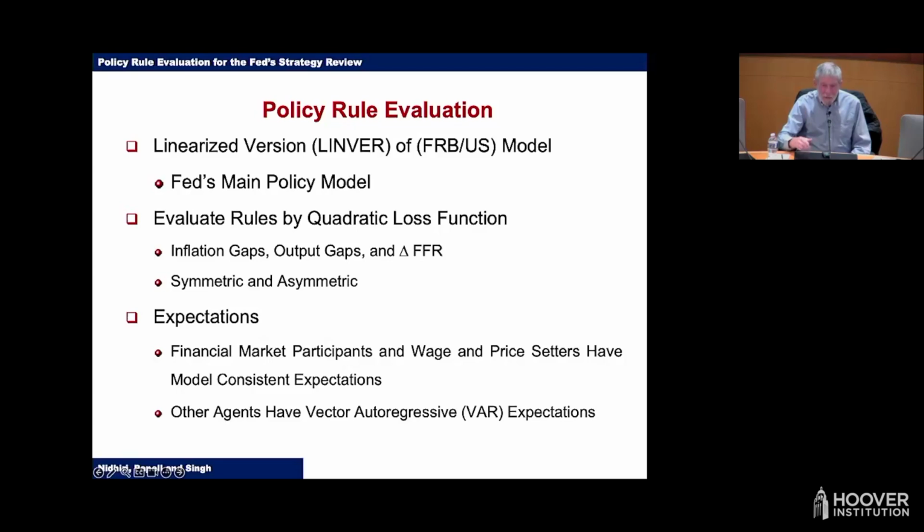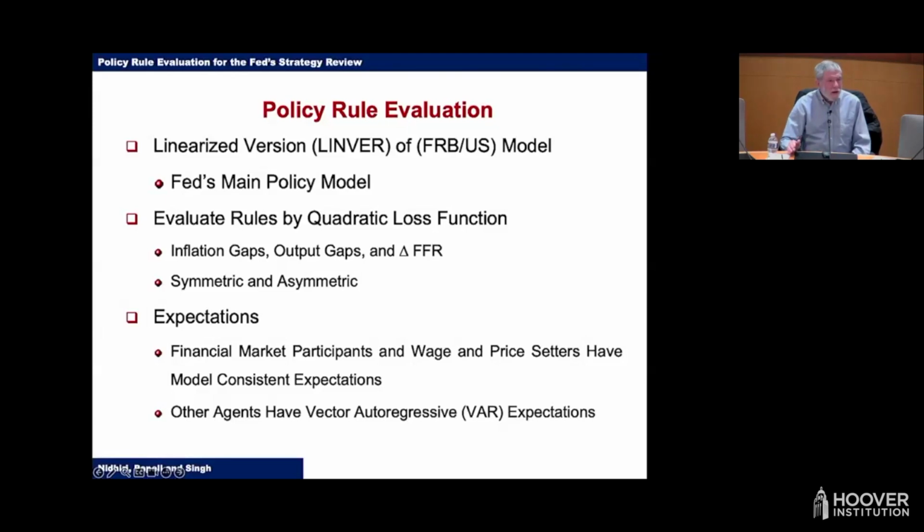And ex post, we've learned that lots of papers evaluating policy rules that said they used FRB/US were actually using LINVER, going back to Reifschneider and Williams, and papers by Bernanke, Kiley, and Roberts. All of these papers used LINVER. They said FRB/US because LINVER wasn't available.